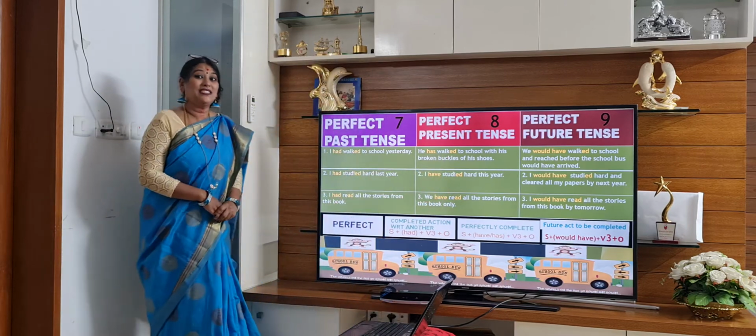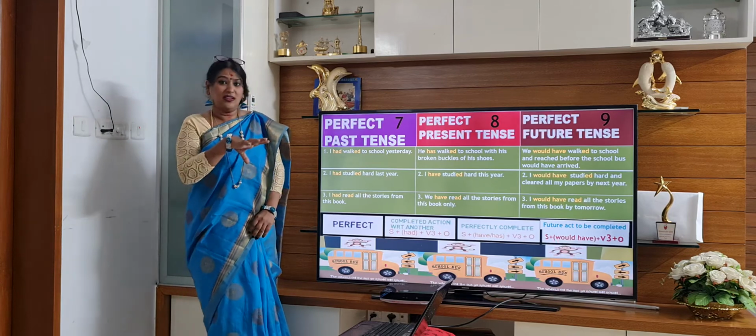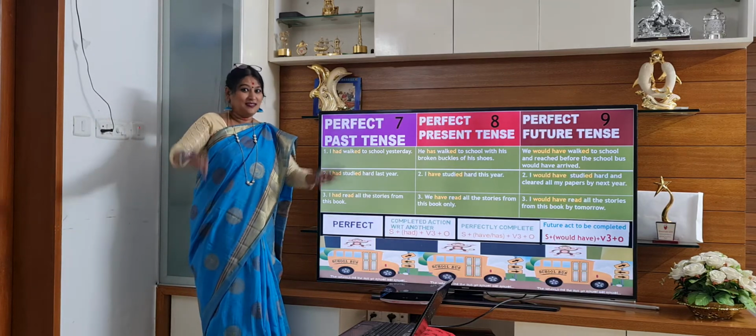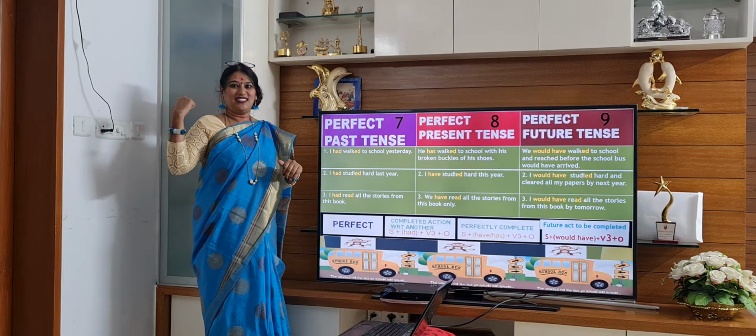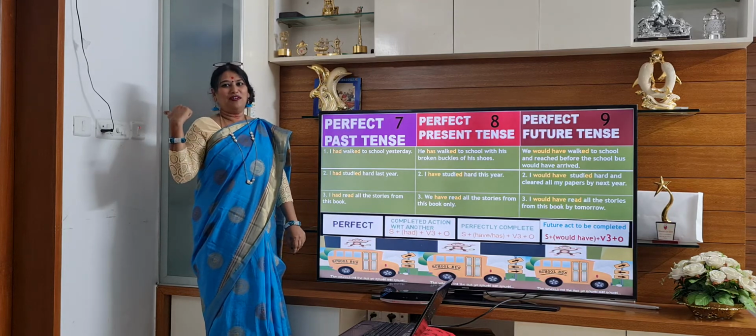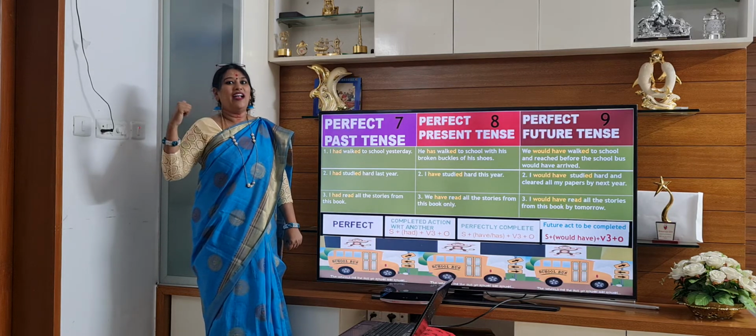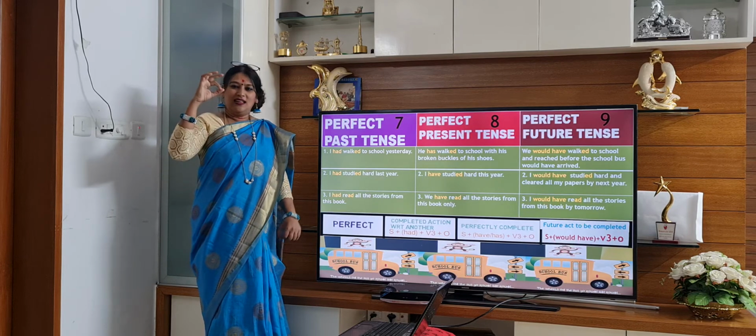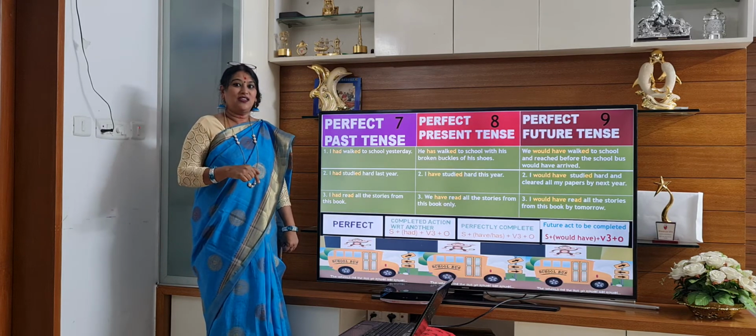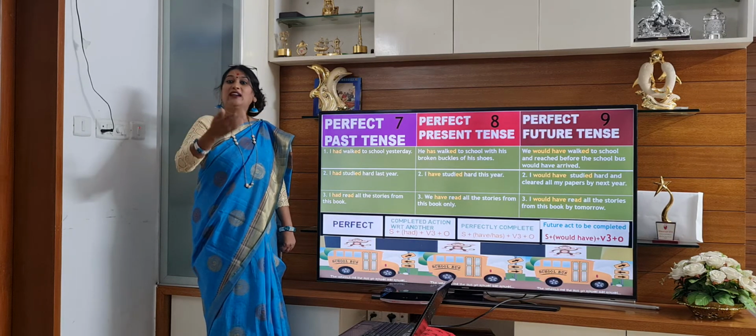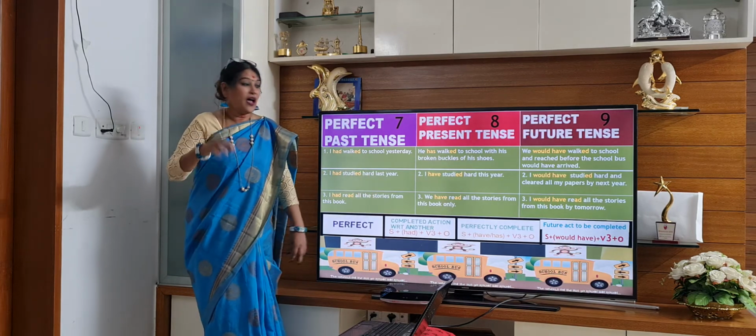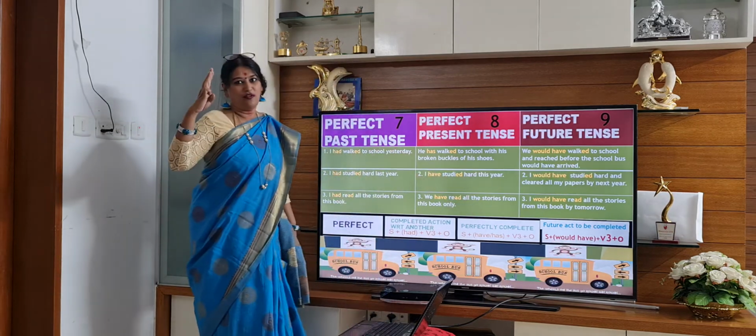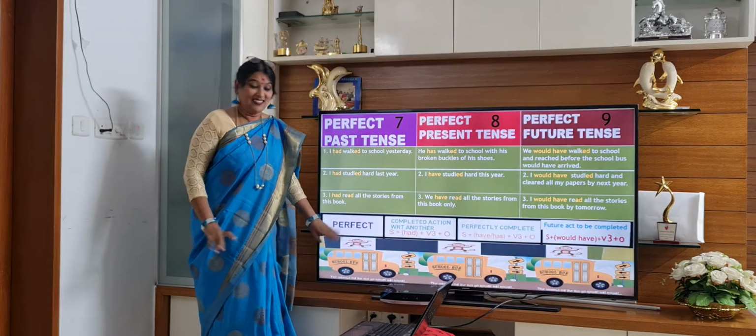Okay, let's have a short recap of this particular tense. Which tense? Perfect tense, again the third wheel. Past, present and future. In past perfect, you have to remember had and verb's third form. In present perfect tense, what do you have to remember? Has, have and verb's third form. And in future perfect tense, what will you remember? Would have and verb's third form. Is that clear, dear?